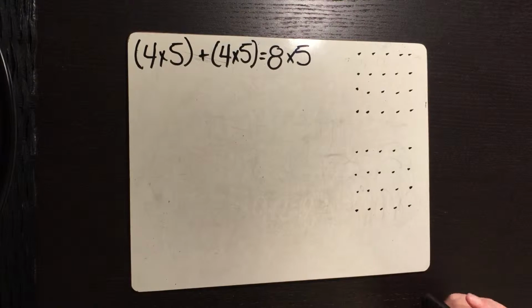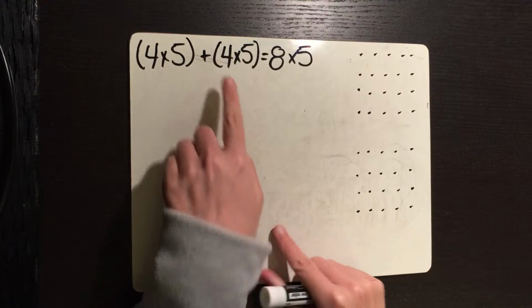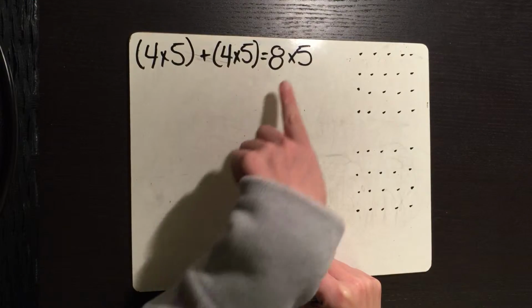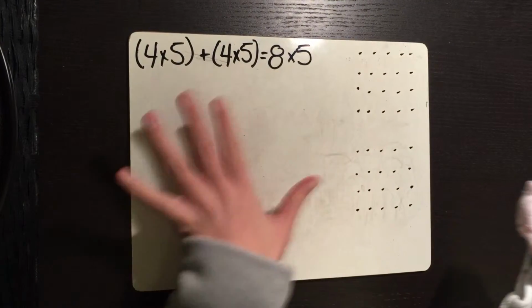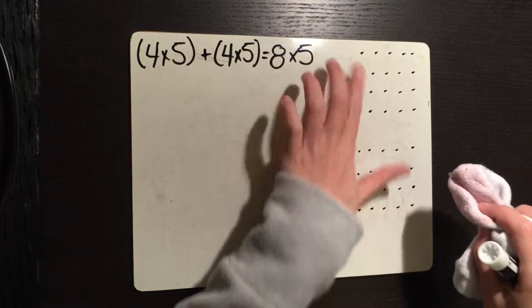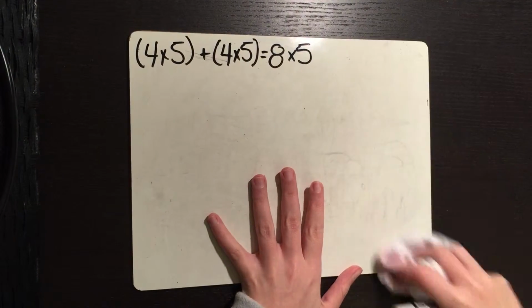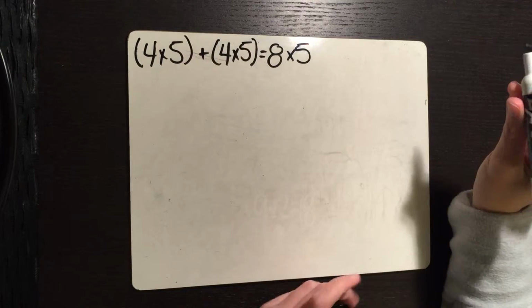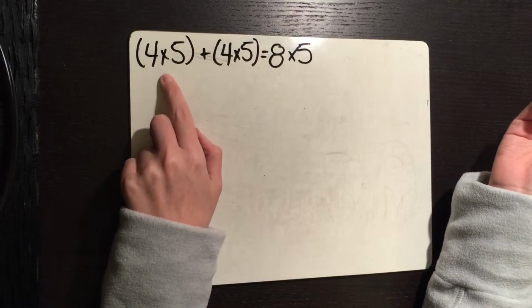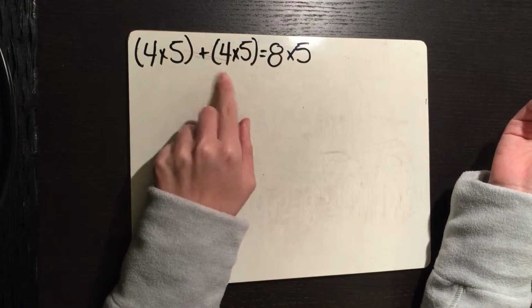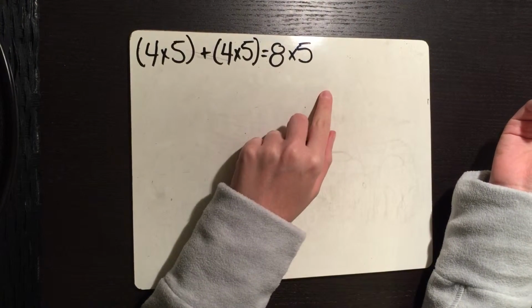So the way you can do this is you can actually do your work on one side and then explain in words on the other side. So now that we've set up the problem, we've seen what Melanie's done. I'm just going to erase the array right here so we have room to work. So first, let's see. 4 times 5 plus 4 times 5 equals 8 times 5.